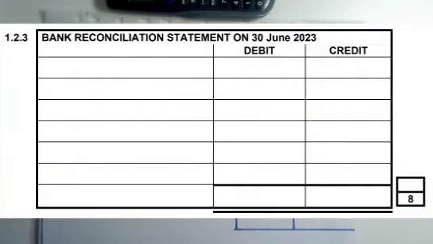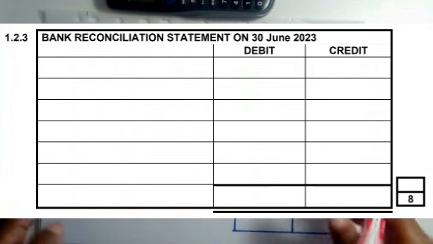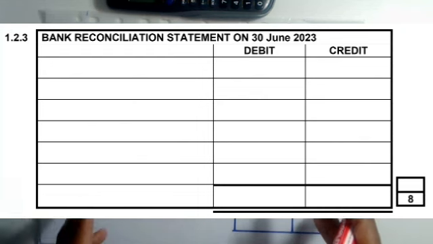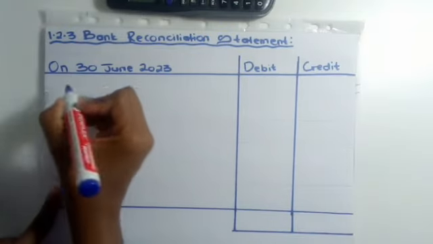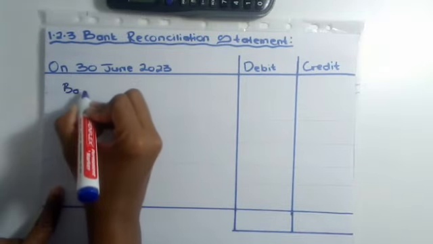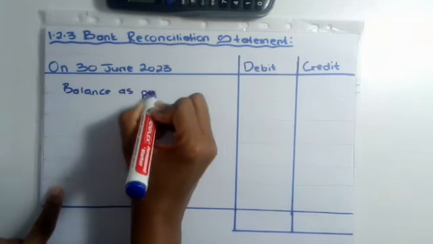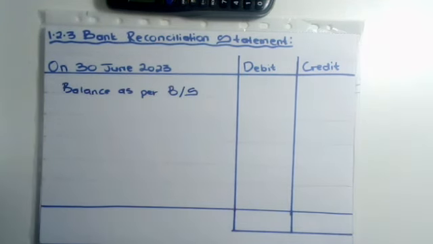We can now finally go to 1.2.3, which wants us to prepare our bank reconciliation statement. The first thing with a bank reconciliation statement is that in most answer books, they will not necessarily give you a framework, they will just give you empty columns. So you need to be clear with your framework. Our framework for a bank reconciliation statement starts with balance as per bank statement. Bank statement, we will call it B/S. Balance as per bank statement.